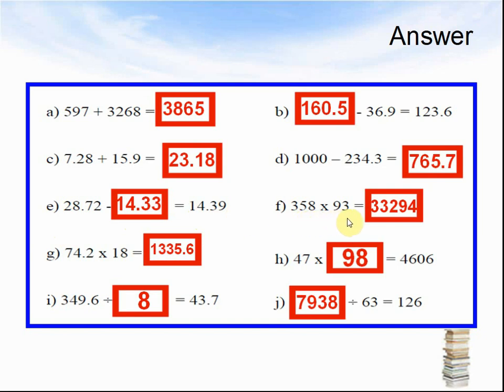F. 358 times 93 equals 33,294. G. 74.2 times 18 equals 1,335.6. H. 47 times 98 equals 4,606. I. 349.6 divided by 8 equals 43.7. J. 7,938 divided by 63 equals 126.